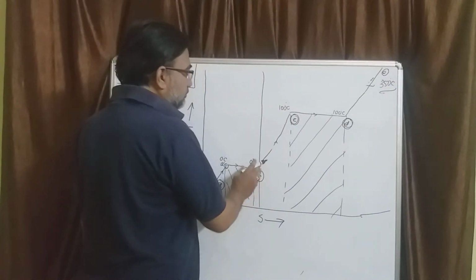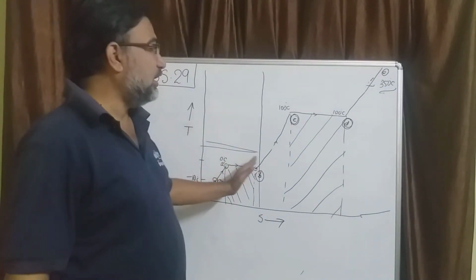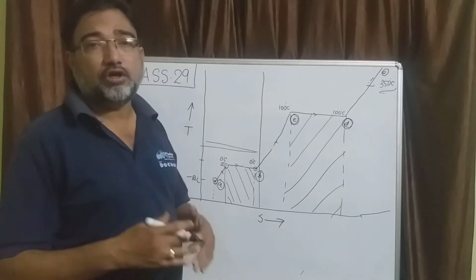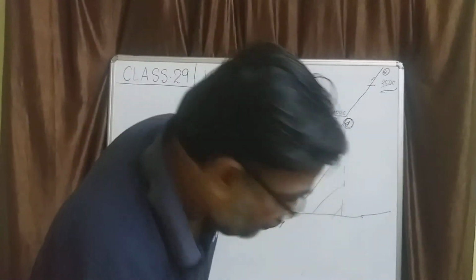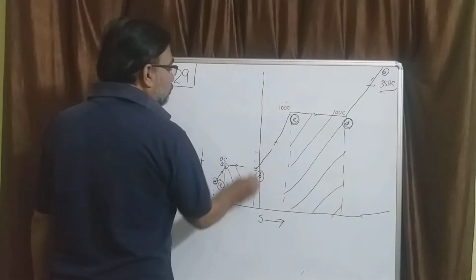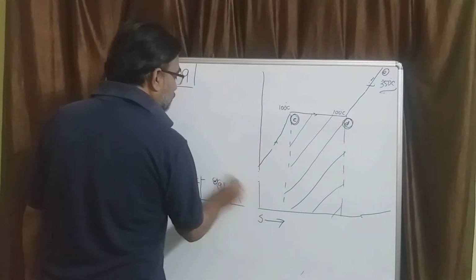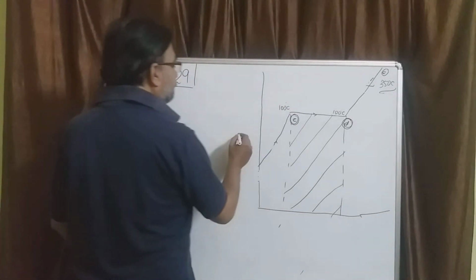If we ignore this part of the curve, the solid phase and the phase change from solid to liquid will be gone. So that part we will remove. If we remove that part, then our TS diagram will be looking like this. So this is our TS diagram.